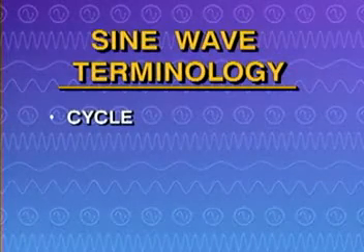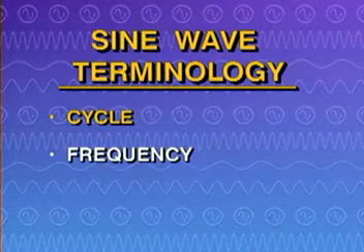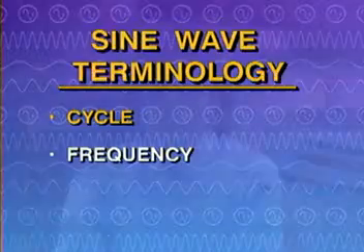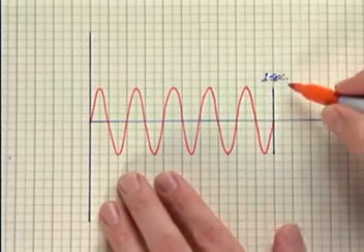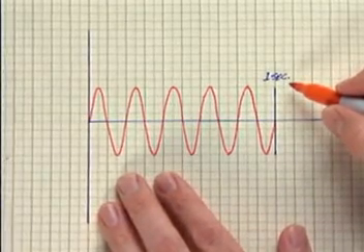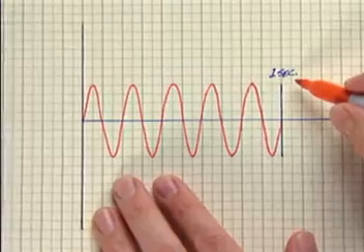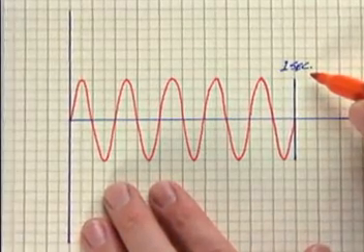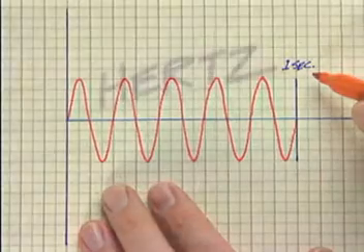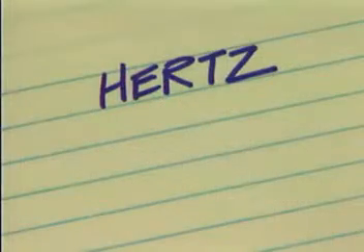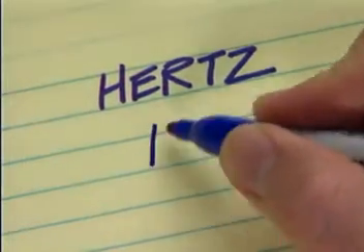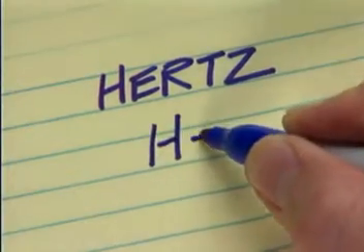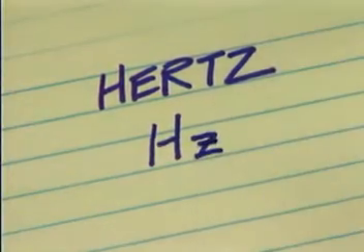Let's look at a second important term associated with AC, frequency. The number of cycles generated in 1 second of time is called the frequency of the wave. The word frequency is related to the word frequently. Frequency indicates how many complete cycles of a sine wave occur in 1 second. The frequency of a sine wave is measured in hertz, abbreviated with a capital H and a lowercase z.